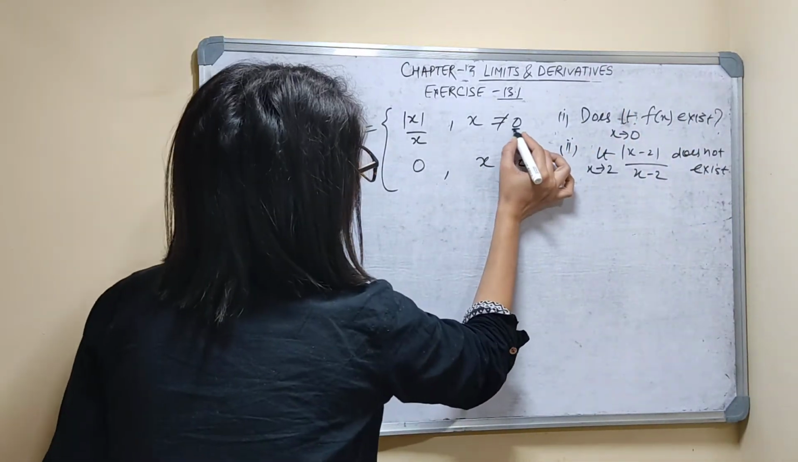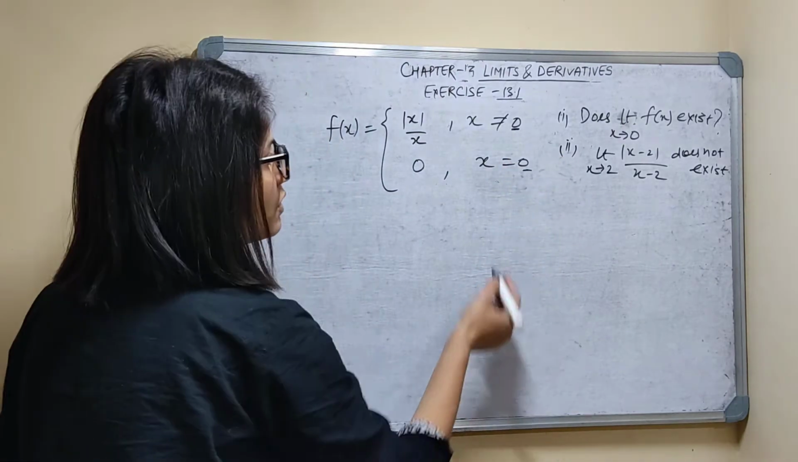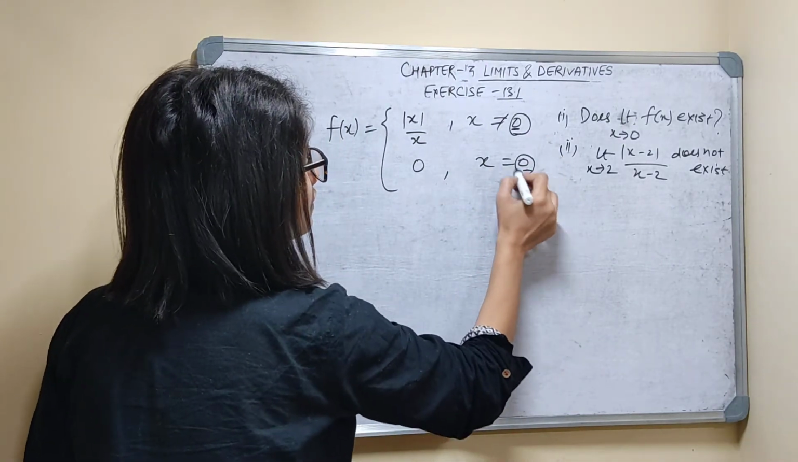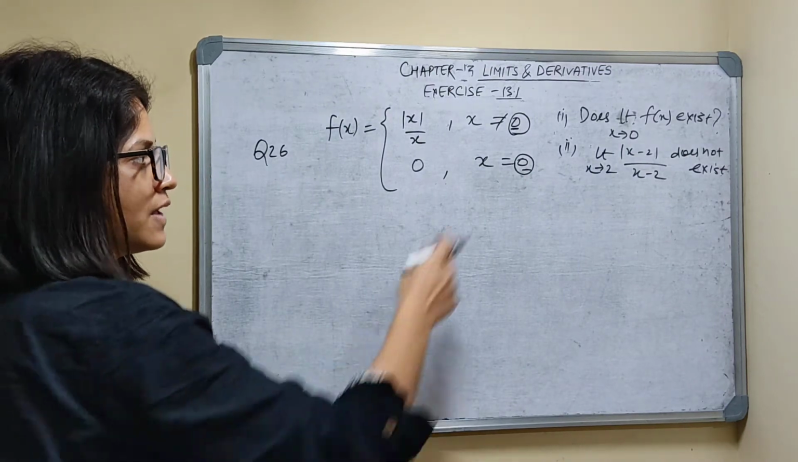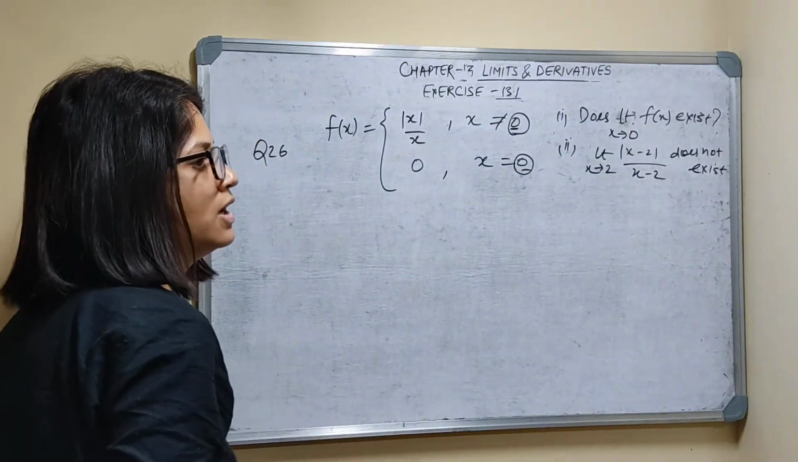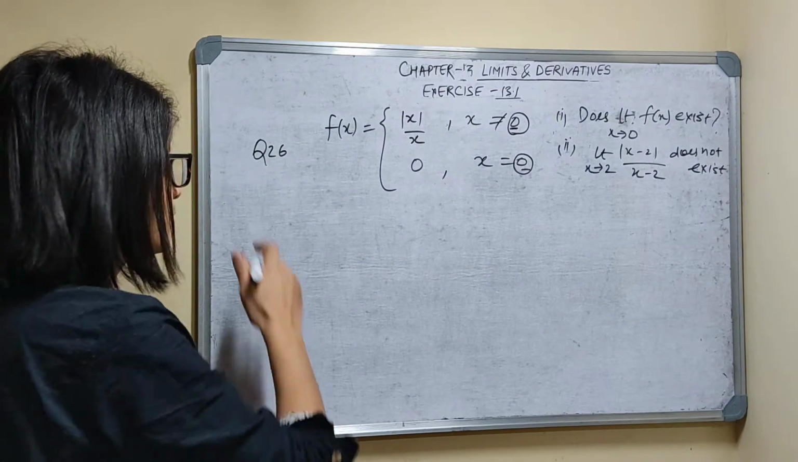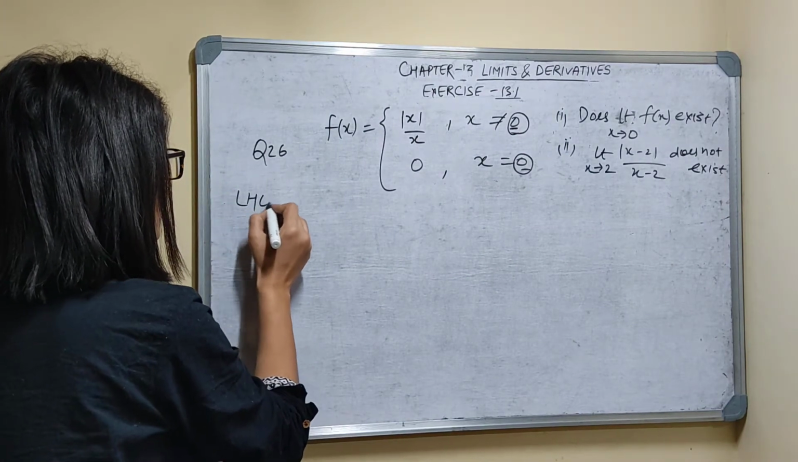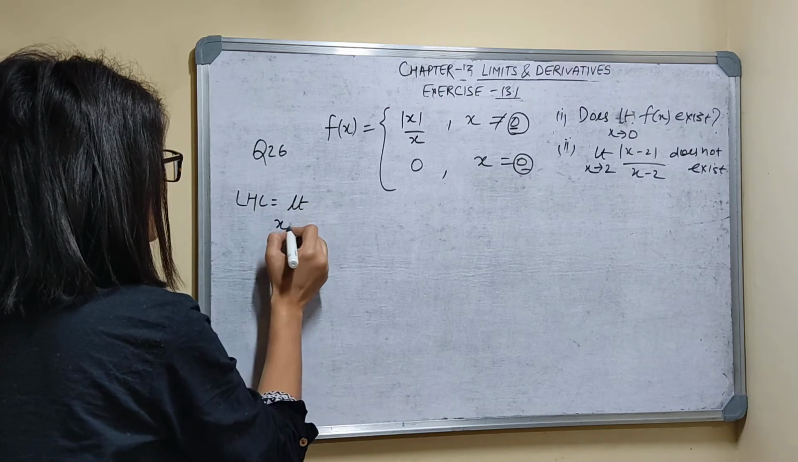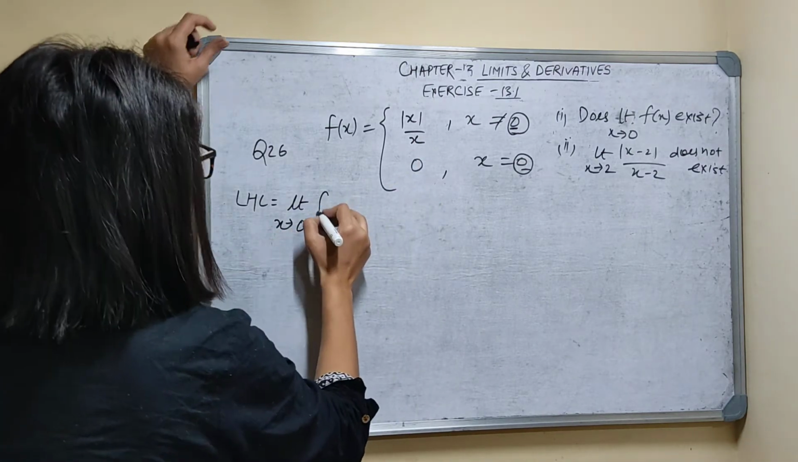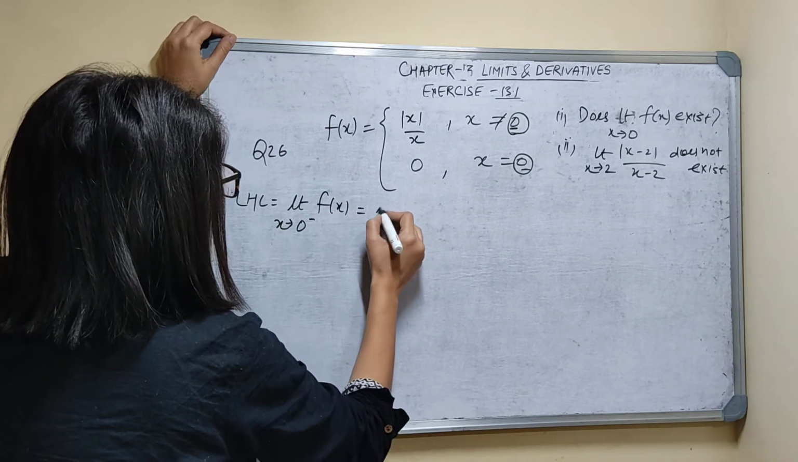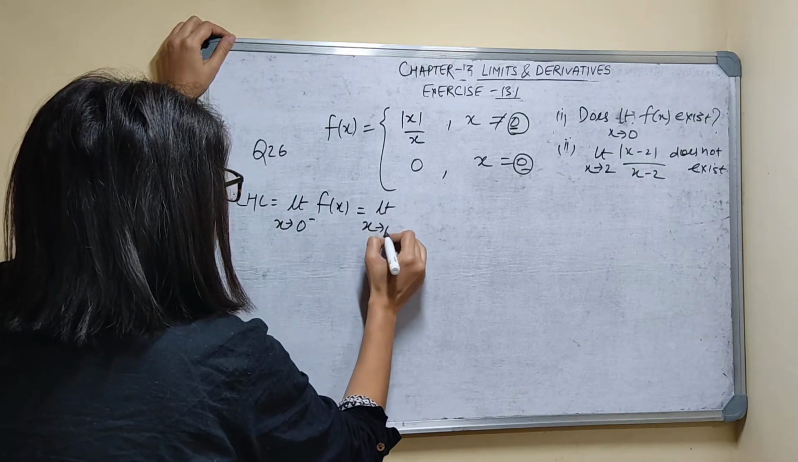Here our base is what? x is not equal to 0, x is equal to 0. So they are defining the function with respect to 0. So both limits I have to find, because they are asking whether the limit as x tends to 0 of f(x) exists or not. First I have to find the left hand limit. So I will write the limit as x tends to 0 minus of f(x).